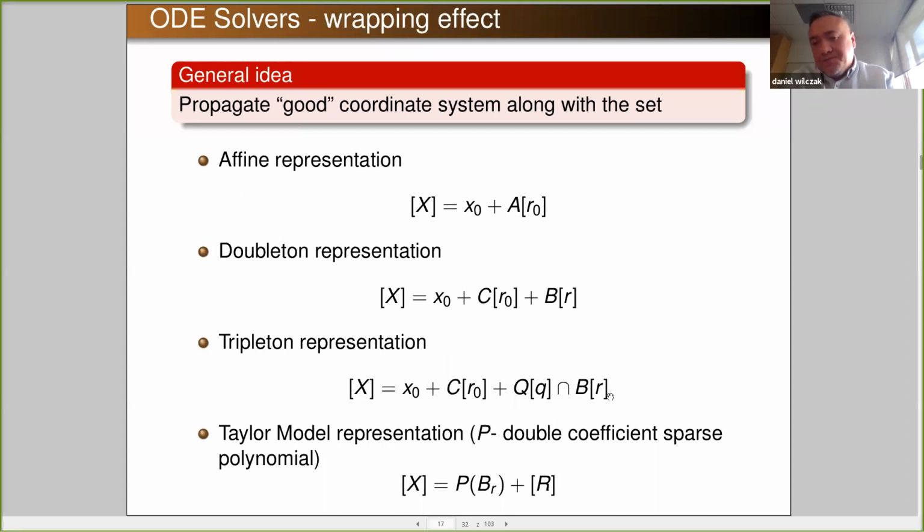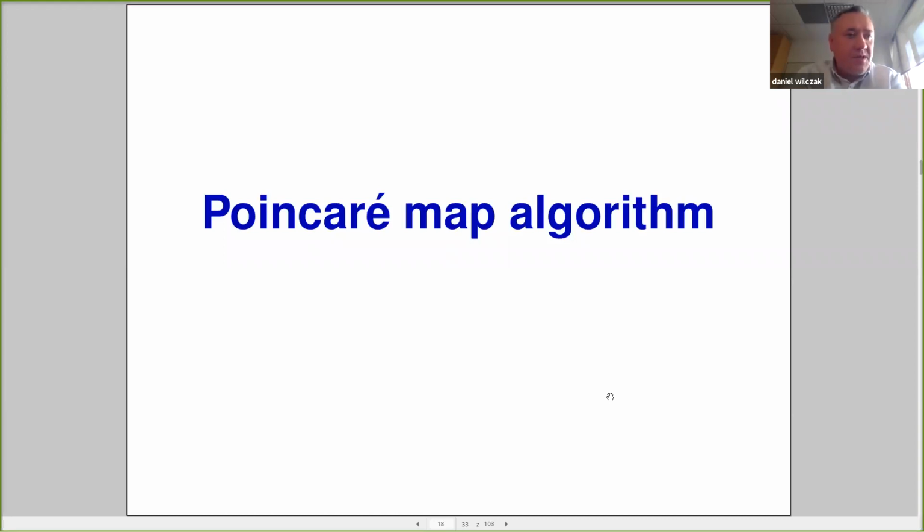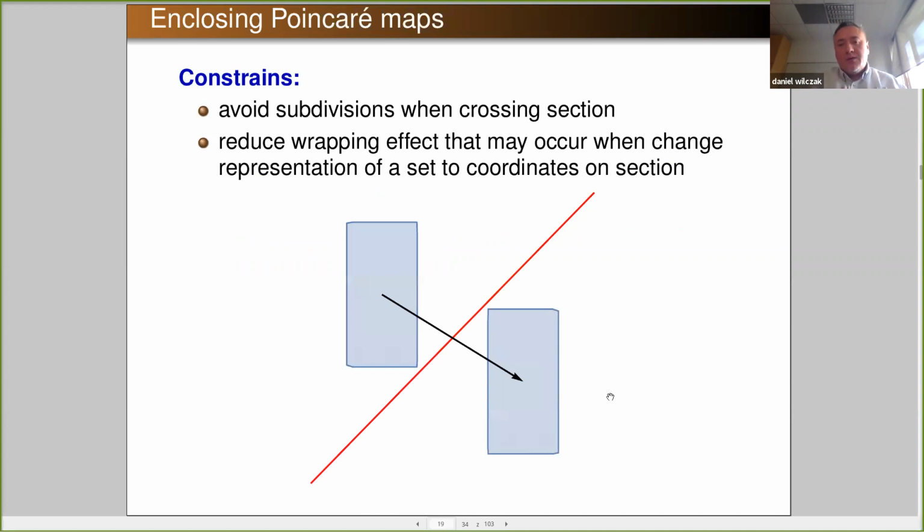And now I guess I'm in a position to describe the main idea of our algorithm, because it heavily relies on the internal representation of sets in our underlying solver. Our constraints: we want to compute the intersection of a set of trajectories with our Poincaré section, and we want to do that without subdivision. Why? Because the decision on subdivision should be made on a higher level. For example, we have an infinite dimensional system, and then subdivision in infinite dimension is rather difficult. So we want to make this decision about subdivision on a higher level. This algorithm should avoid subdivisions.